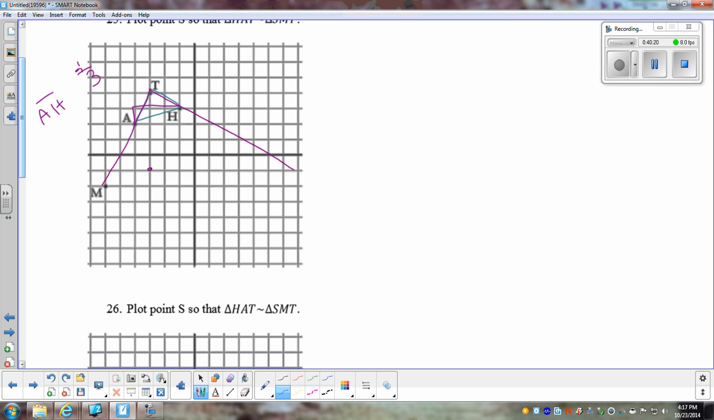So up 1/3. Not there yet. Up 1/3. Not there yet. Up 1/3. Ding, ding, ding. I am there. There's point S, so I can erase the rest of my line. So there's the rest of my triangle.